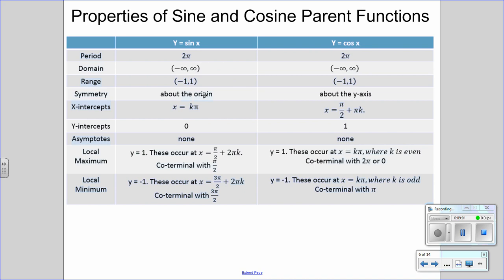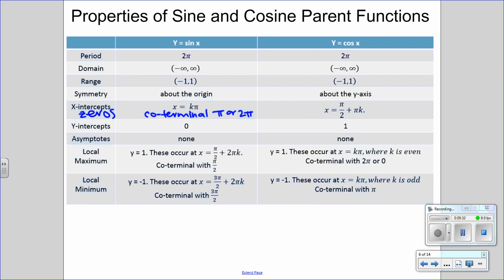Okay, your symmetry deals with how you could reflect it or rotate it and it would map to itself. Your x-intercepts are your zeros, so where it is hitting the x-axis. What this means, this x equals k pi, is that it is things that are coterminal with either pi or 2 pi or 0. Okay, it is a whole number times pi.